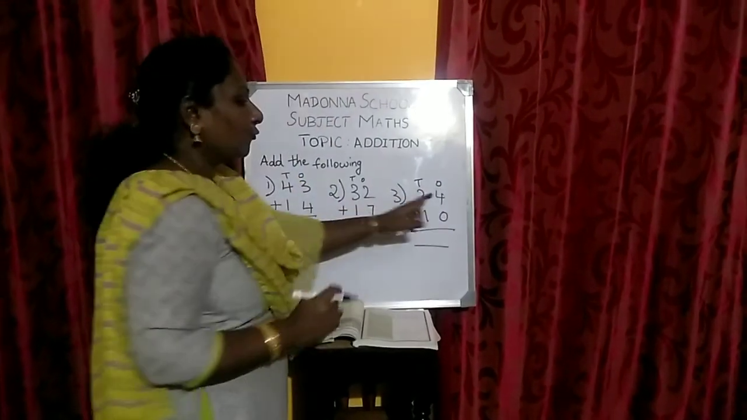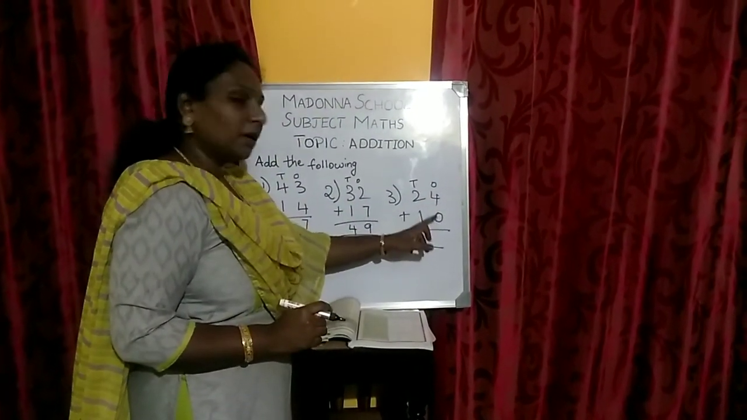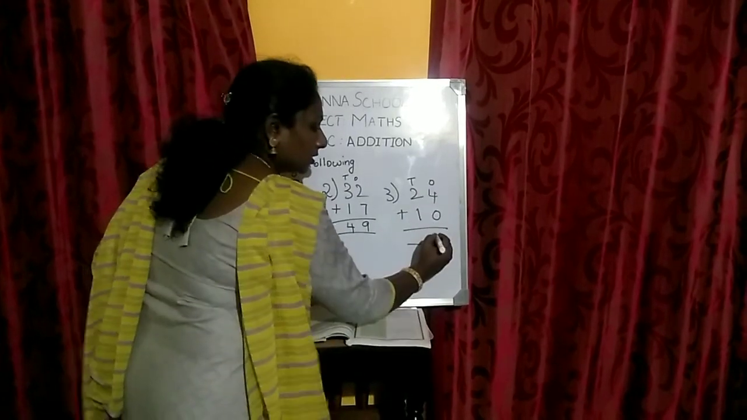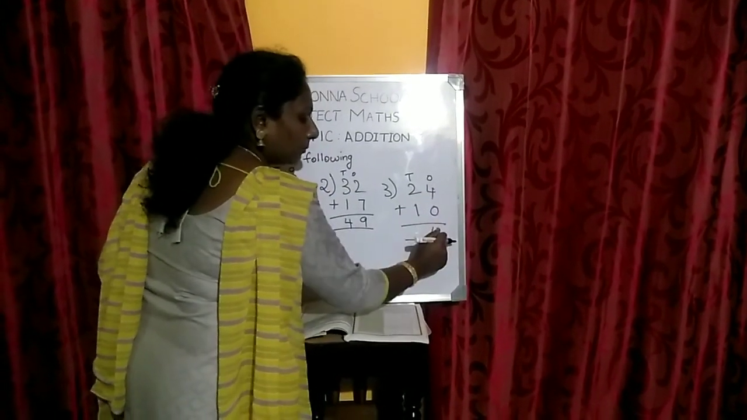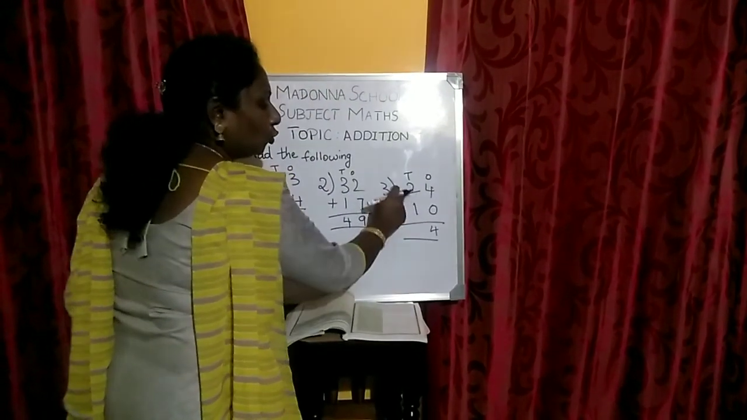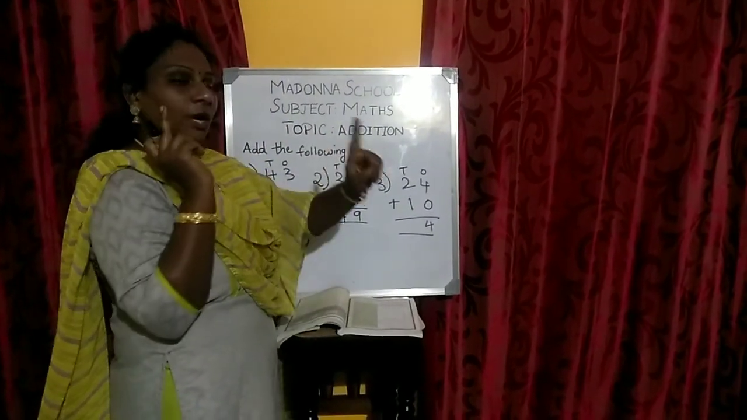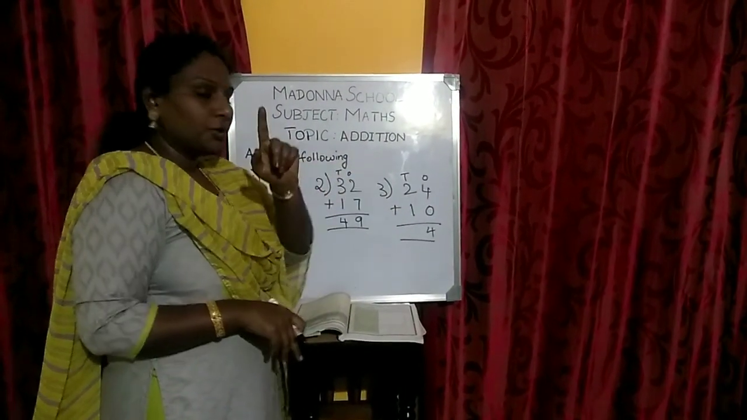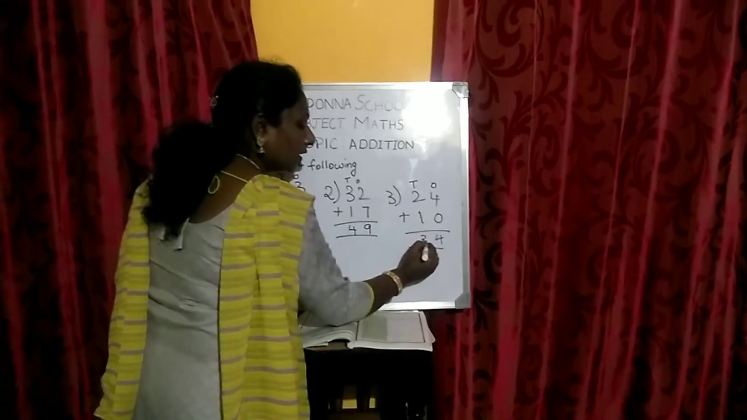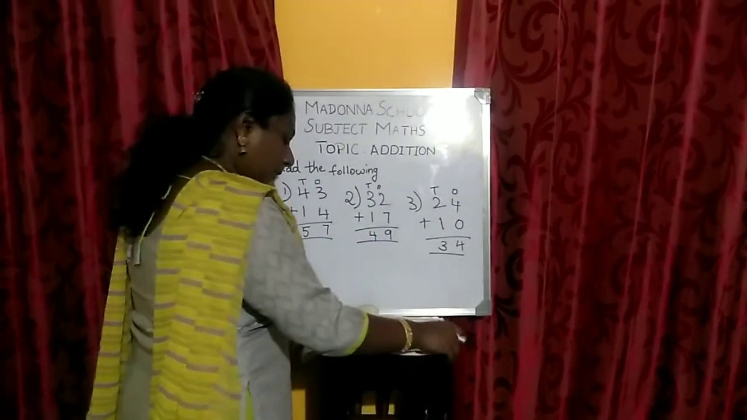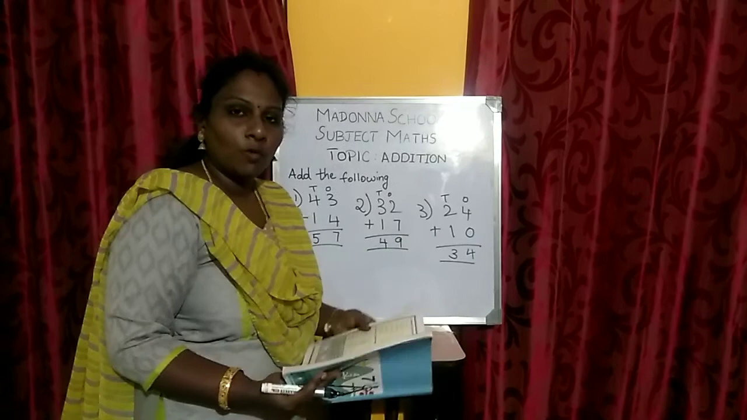So next, write the place values, ones and tens. 4 plus 0. If you add any number with 0, what is the answer? The answer will be the number itself. So bring down the number 4 as it is. So 2 plus 1. 2 in your mind, 1 on your finger. After 2, 3. So 2 plus 1 is 3. Okay. The remaining problems you can do as homework, children.